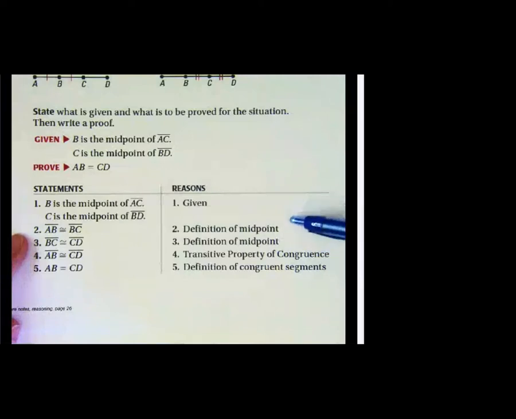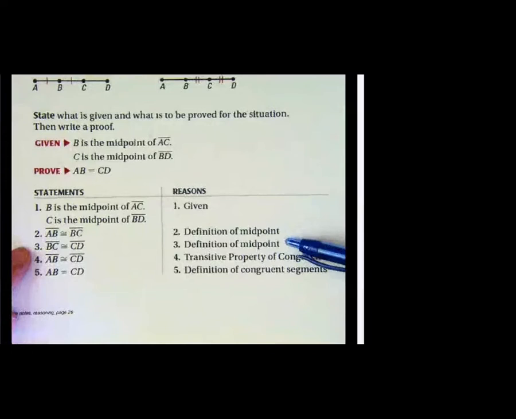All right. AB is the same as BC. That's the definition of midpoint. Midpoint divides a segment into two equal segments. Same deal here. BC is the same as CD, definition of midpoint.